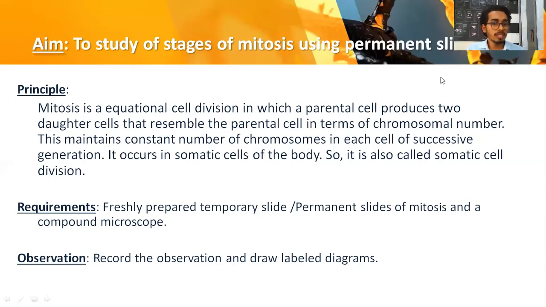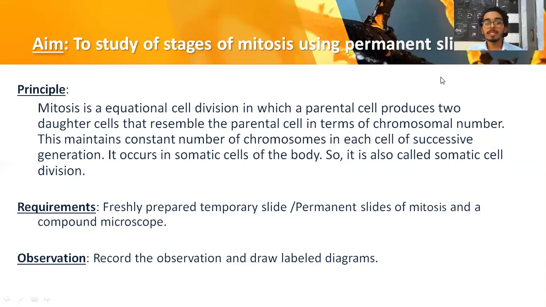This is why mitosis helps in maintaining a constant number of chromosomes, generations after generations, in these cells. Since this division occurs in the body cells, also called somatic cells, it is also called somatic cell division.